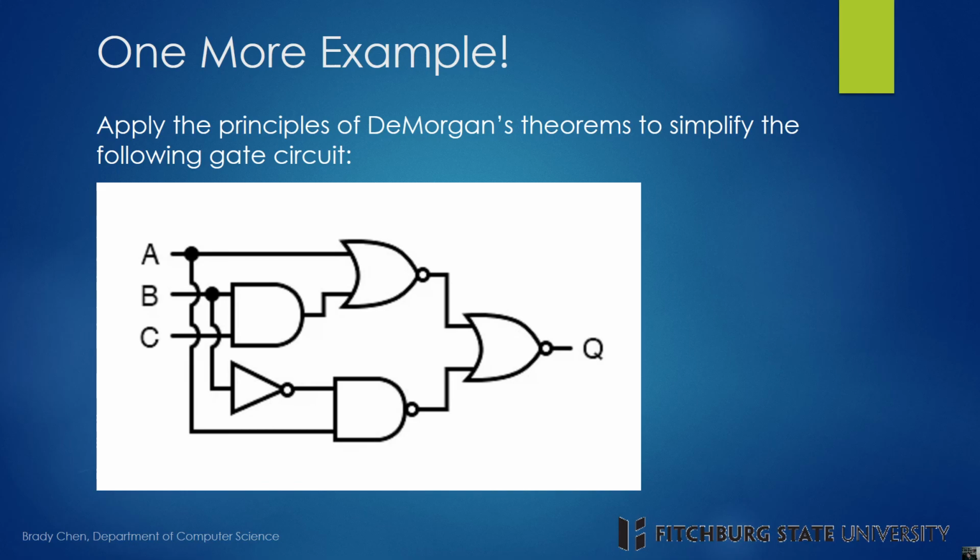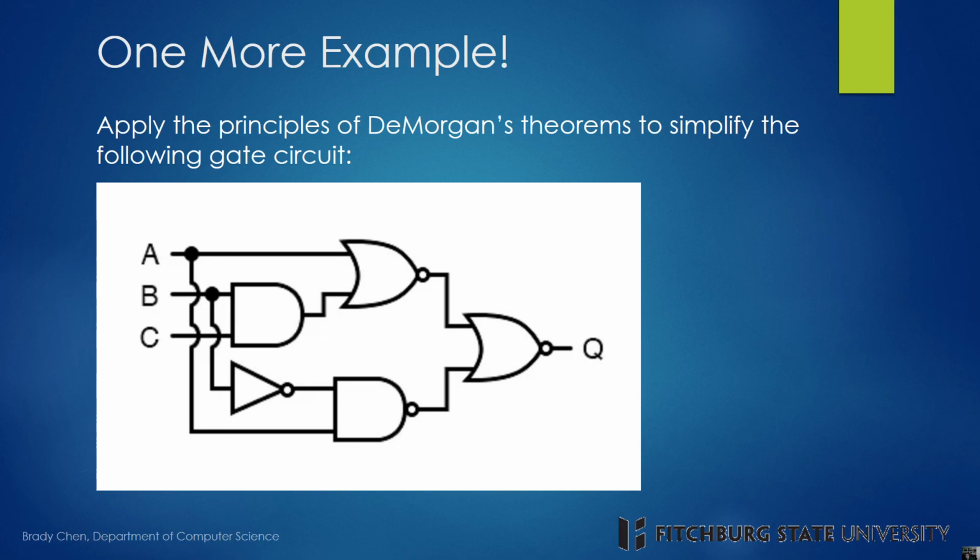Now let's take a look at another example. I want you to apply the principles of De Morgan's theorems to simplify the following circuit. Okay, now what are the steps you need to follow to do this? Let's first forget about De Morgan's theorem. Let's first think about what the procedures are for simplifying these circuits. Take a look at some previous slides. We talked about 3 steps, right?